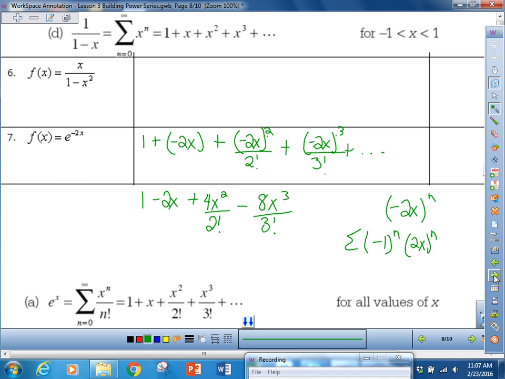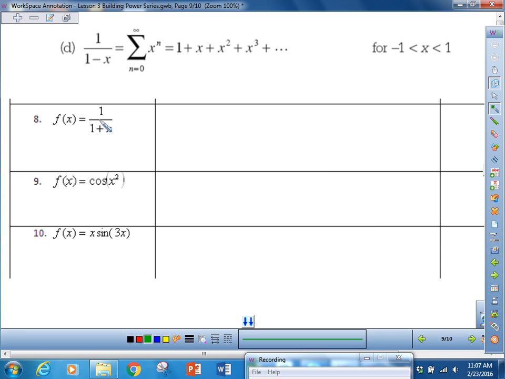All right, I want to do one more with you, and that is 1 over 1 plus x. Now, notice the difference between this. This is 1 minus x, and this is 1 plus x. So I could write this as 1 over 1, excuse me, because I need it to look like this. So I could write this as 1 minus negative x. And that's the exact same thing as this. This is the exact same thing as this, but now it's in this form.